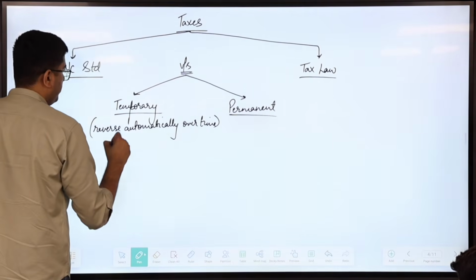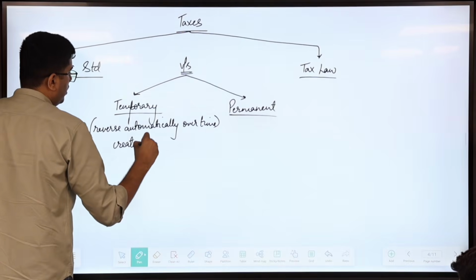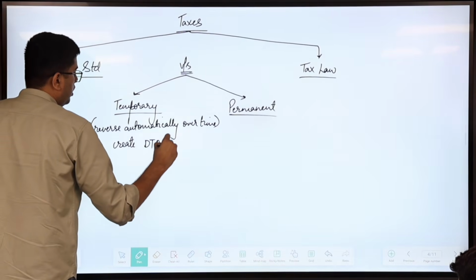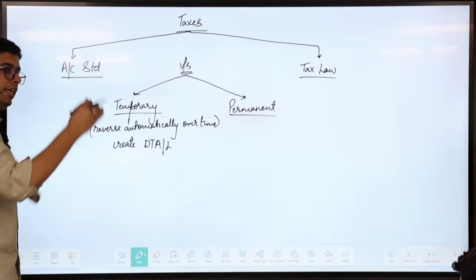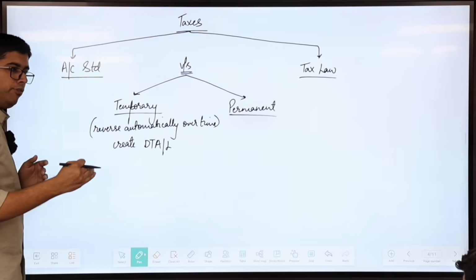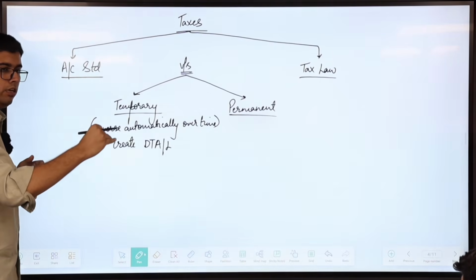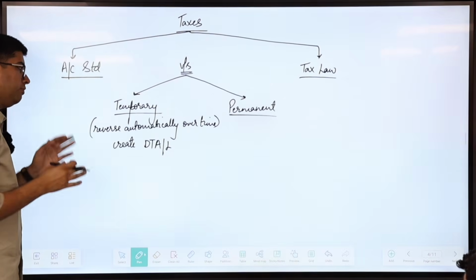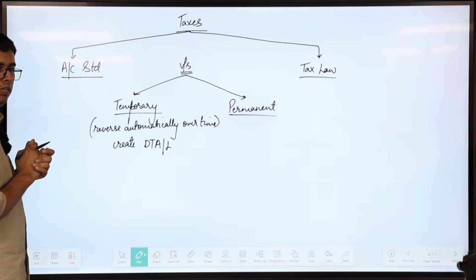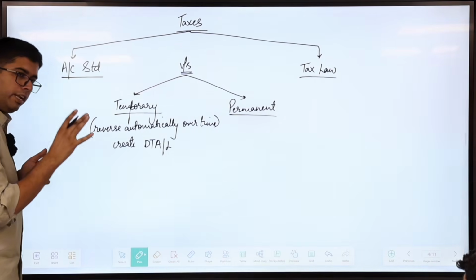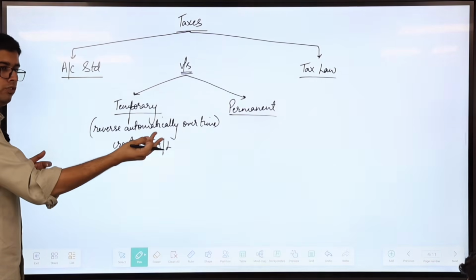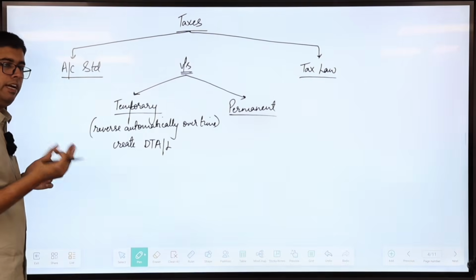For these, we create a deferred tax asset or liability. Now, in our actual notes, we've written a very detailed description that if your tax payable is more than tax expense, that will create some sort of an asset. If your tax payable is more than the tax expense, then you have paid more tax, so you will get a benefit later on that creates an asset.